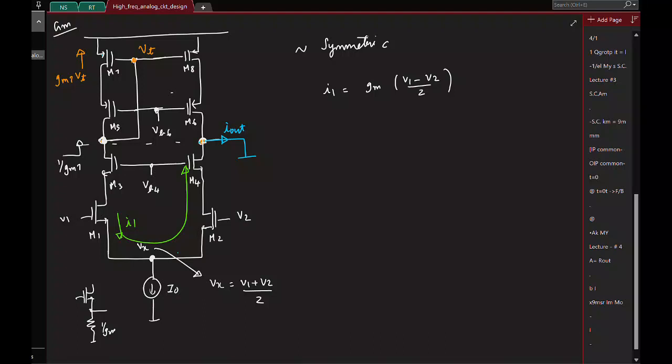Now of course this current I1 also flows through the entire left branch, and the PMOS is basically a current mirror. So whatever current flows through the PMOS will also come here. So this is I1, this is I1. So what is I out? 2 times I1. So what is GM? This is GM1.